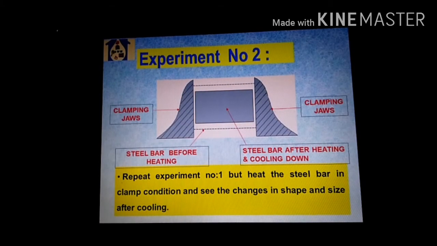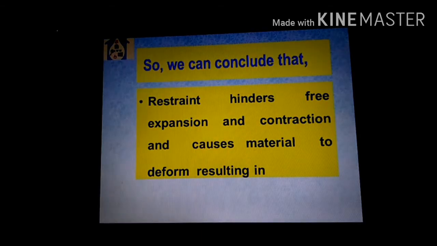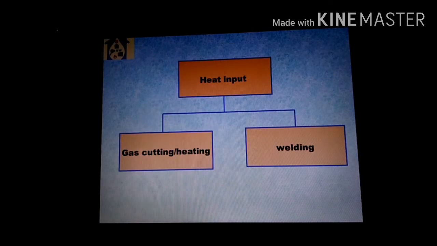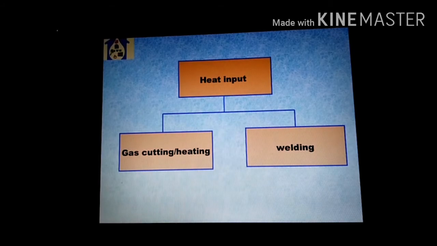Experiment 2. Repeat experiment number 1, but heat the steel bar in clamped condition and see the change in shape and size after cooling. So we can conclude that restraint hinders free expansion and contraction and causes the material to deform, resulting in distortion. Heat input: gas cutting, heating, welding.